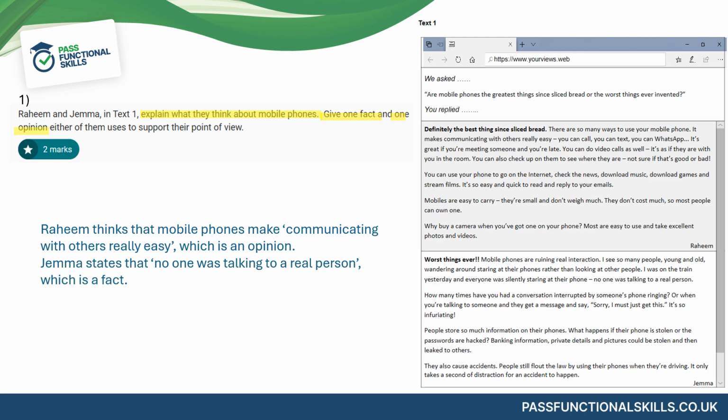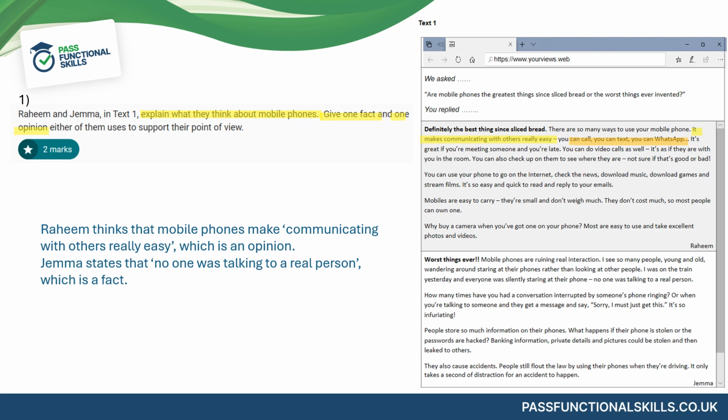Okay, so if we have a look in Raheem's contribution, we've got an opinion straight away, so it makes communicating with others really easy. So that's his opinion. That word easy is what we call subjective, it's not provable. But then that is followed by a fact, so you can call, you can text, you can WhatsApp. These are all things that we have the ability to do on a mobile phone, so that would be a fact.